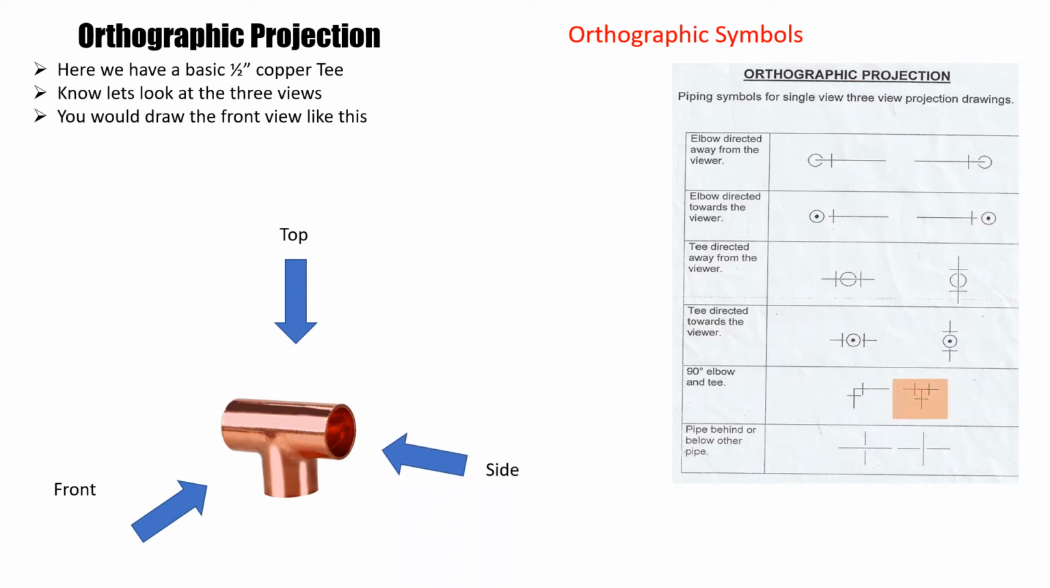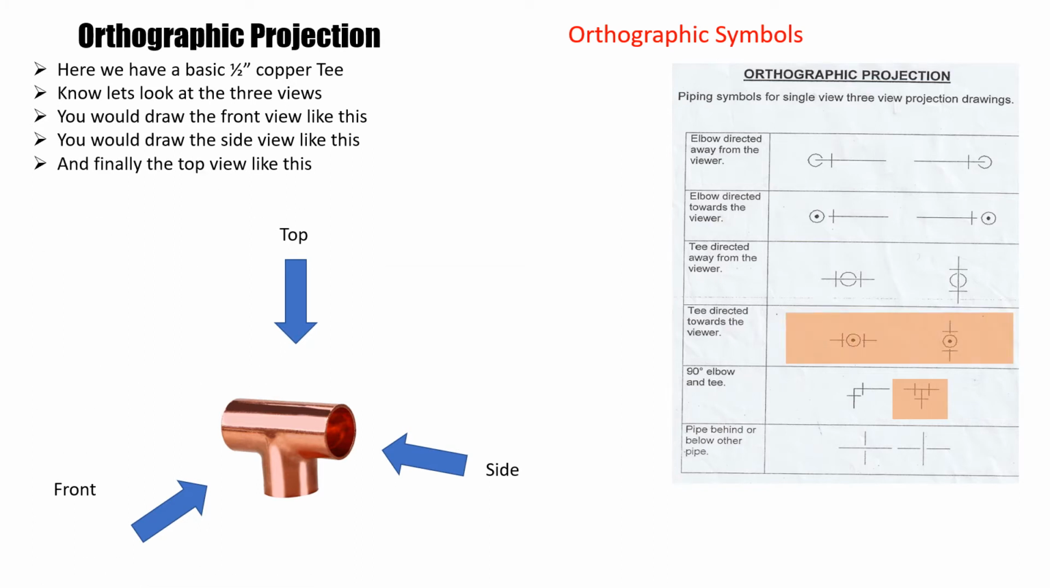You draw the front view like this because the T is really flat to you. You draw the side view like this, and finally the top view like this.